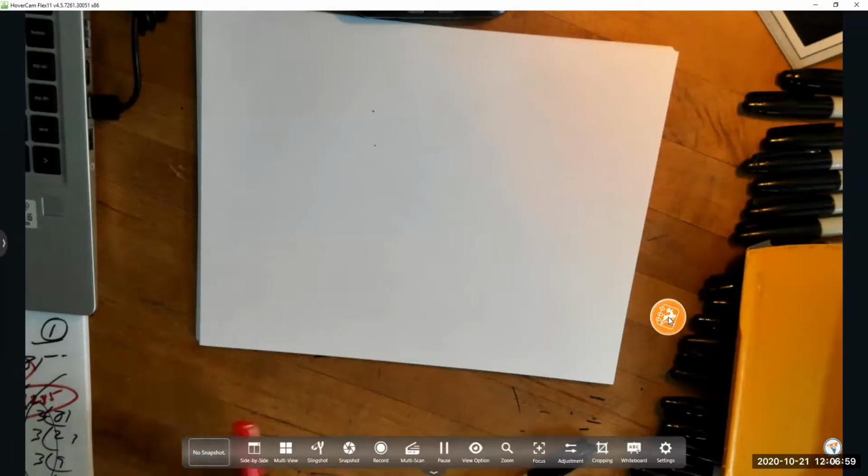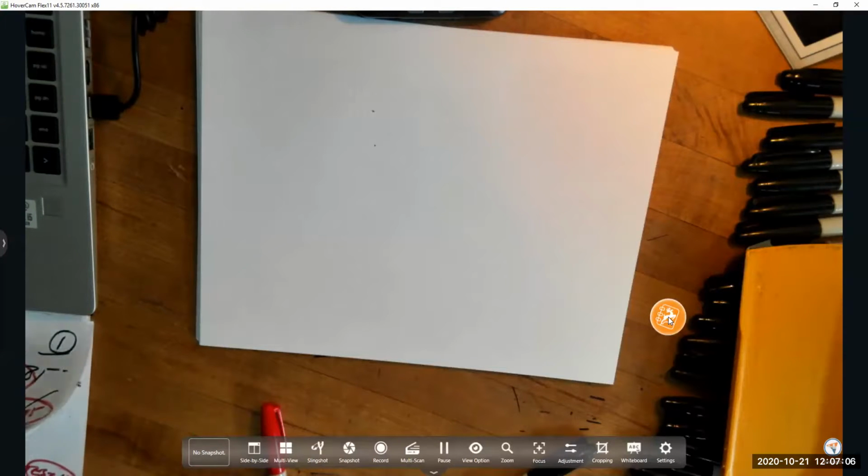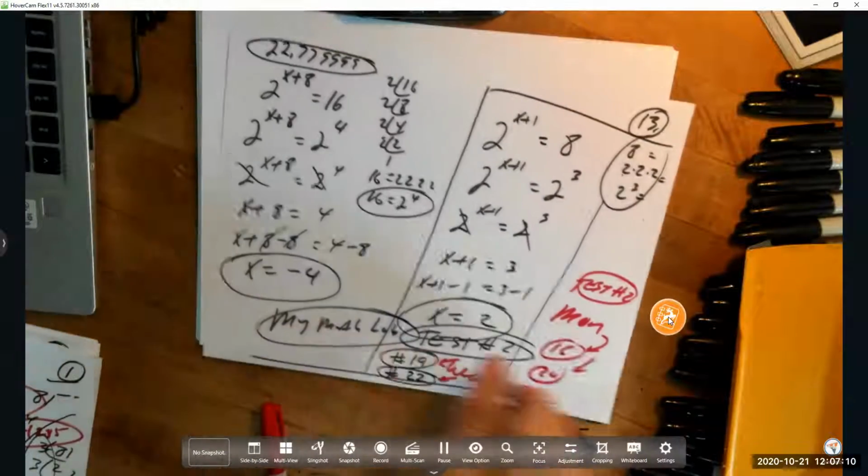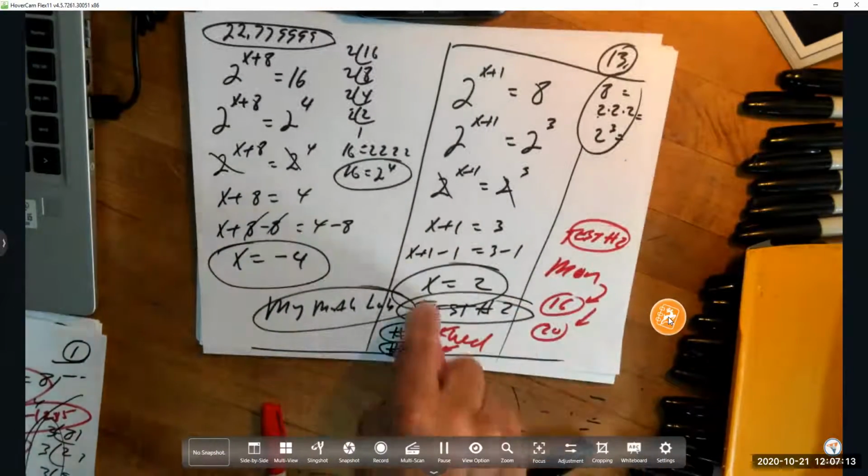So 19 and 22, correct? Yeah, 19 and 22. And then the old ones are 16 and 20. Gotcha. Old ones, the new ones.